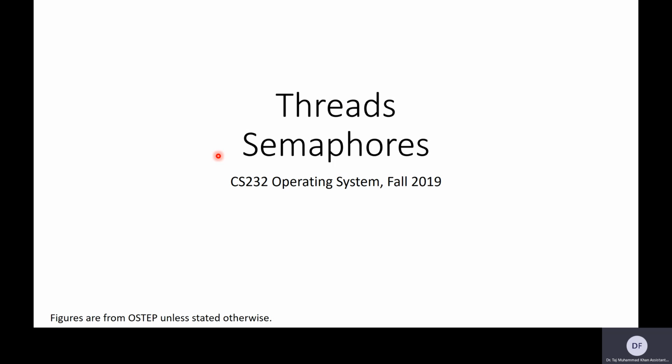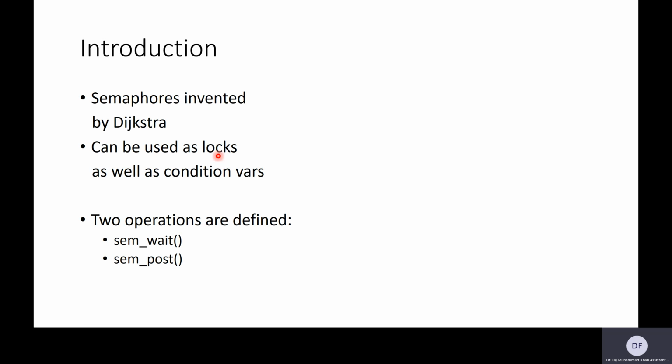So far we have studied two structures that we can use for synchronization between threads. Number one was locks, which we said could be used for implementing mutual exclusion between threads. And secondly, we have studied condition variables, which can be used for making your threads wait until a certain condition is fulfilled. Okay, so this time we are going to study semaphores.